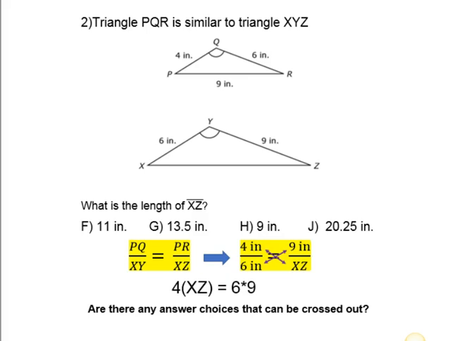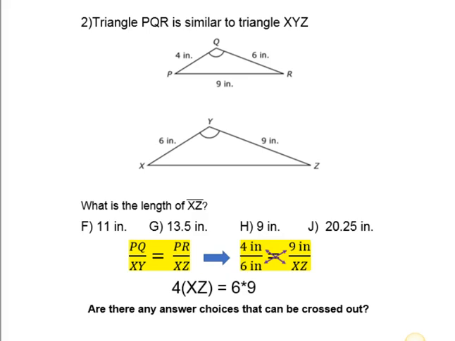We know that the length of PQ is 4 inches and the length of XY is 6 inches, and that is equal to PR, which is 9 inches, over XZ. Well, we don't know that length yet, okay? We want to set it up. 4 times XZ is equal to 6 times 9. We cross multiplied in order to find the length of XZ.